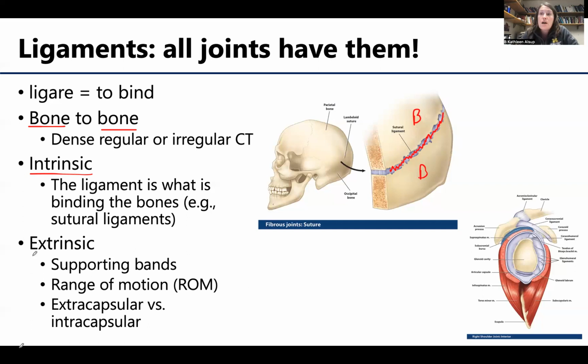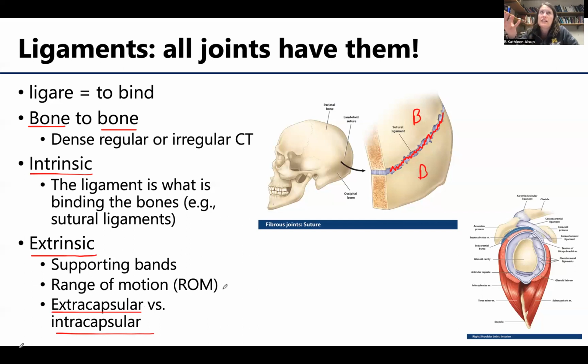The other type are the extrinsic ligaments, and these are going to be supporting bands, okay? So they can either be located within the joint capsule, so within the joint, or outside of the joint, that are adding to kind of play a role in checking movements that can occur at the joint or just providing further protection of the joint.